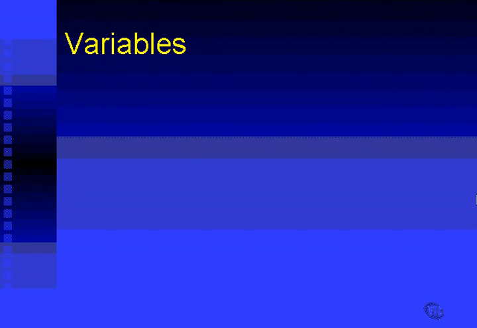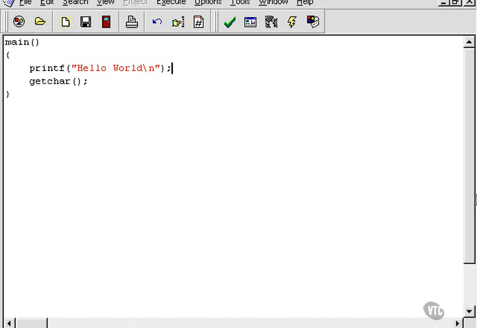Our Hello World program is a very simple program. Let's see if we can make it somewhat more sophisticated. I'm going to introduce now the concept of variables. Watch as I add some lines of code to our Hello World program.